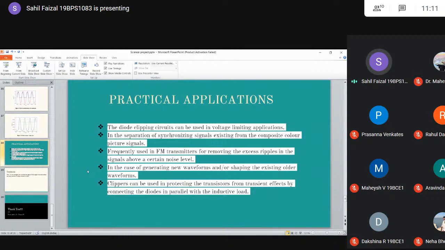And the main difference between the positive diode clipper circuit and the negative diode clipper circuit is the polarity of the diodes. It's just the reverse of the negative diode clipper circuit.